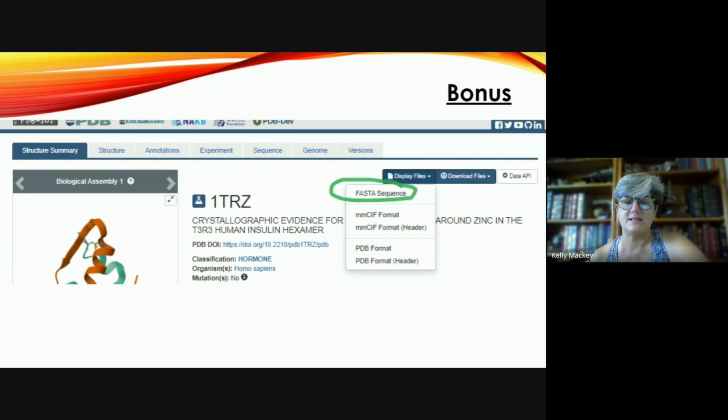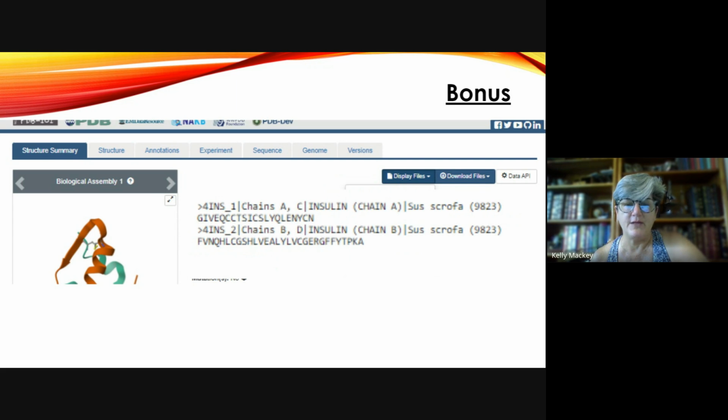So there's the FASTA sequence. I clicked on that for 1 TRZ and got this. So this is chain A and chain B. It's very short. There's only 21 letters here. Each letter represents a different amino acid.